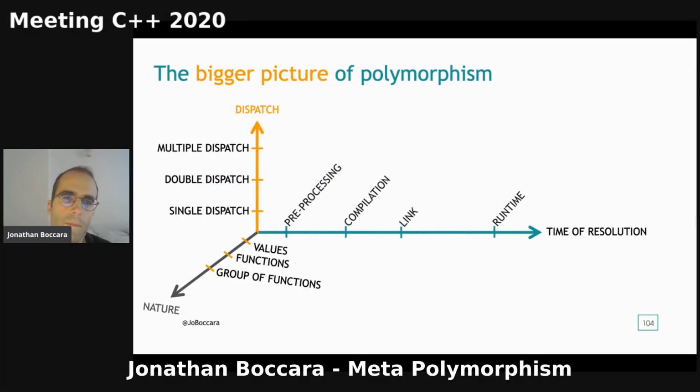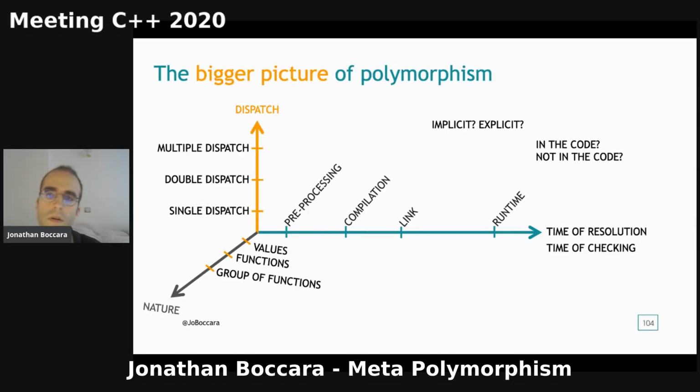So if we have a final look at our bigger picture of polymorphism, we saw the axis of time of resolution. We've seen the axis of dispatch, and we also saw the axis of nature. On top of that, we saw there's time of checking, and that it can be explicit or implicit. It can be in the code or not in the code. It can be open or closed. And this is just for C++ as far as my knowledge goes.